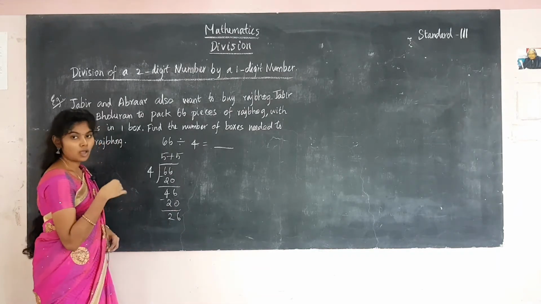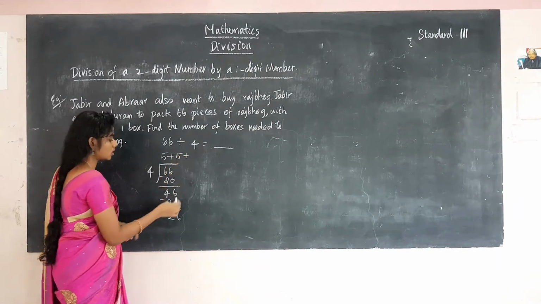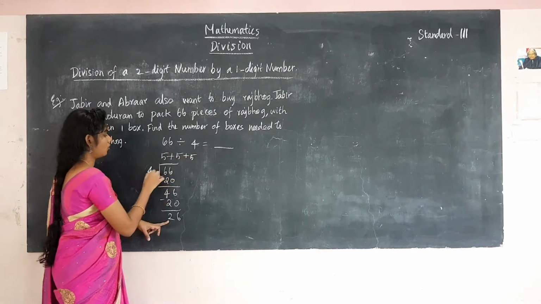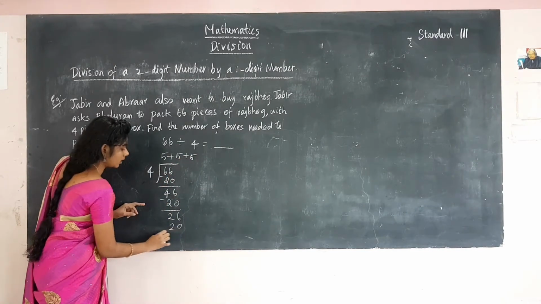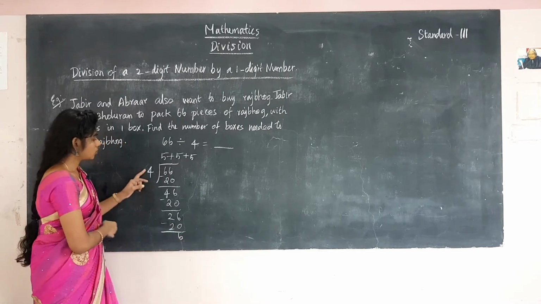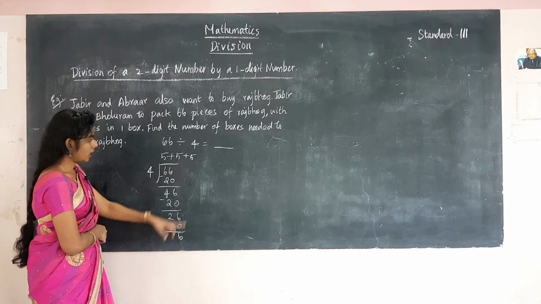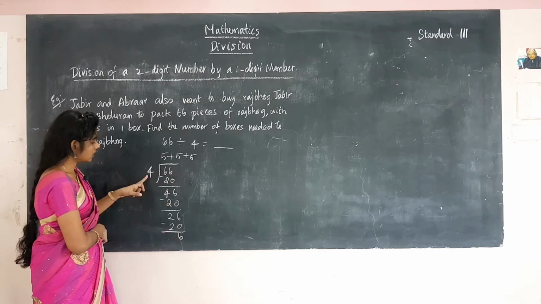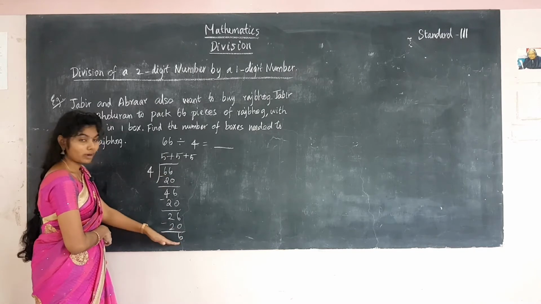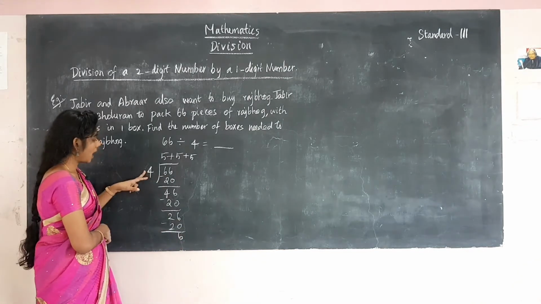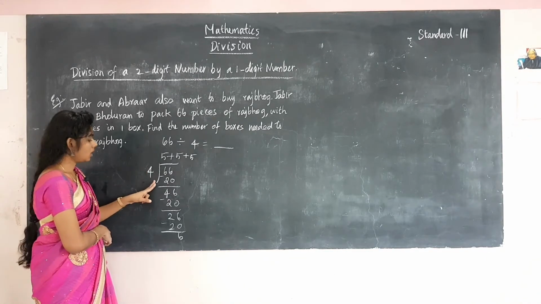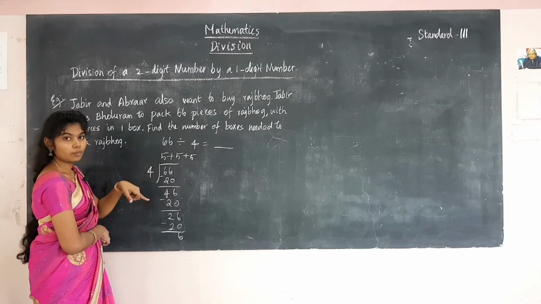So again I can take 5, because 20 is within this number 26. So I am taking 5. 5 4s are 20. When you subtract you will get 6. Now I cannot take 5 again, because 20 will be greater than this number. So I say the table of 4. 1 4 is 4. 2 4s are 8, so 8 will be beyond that.